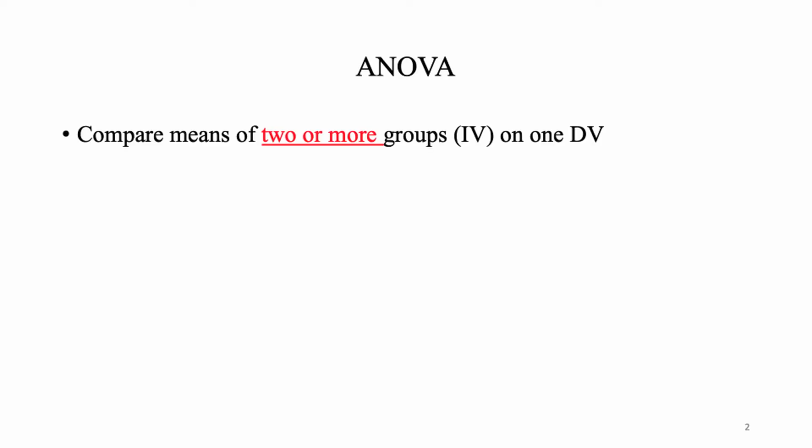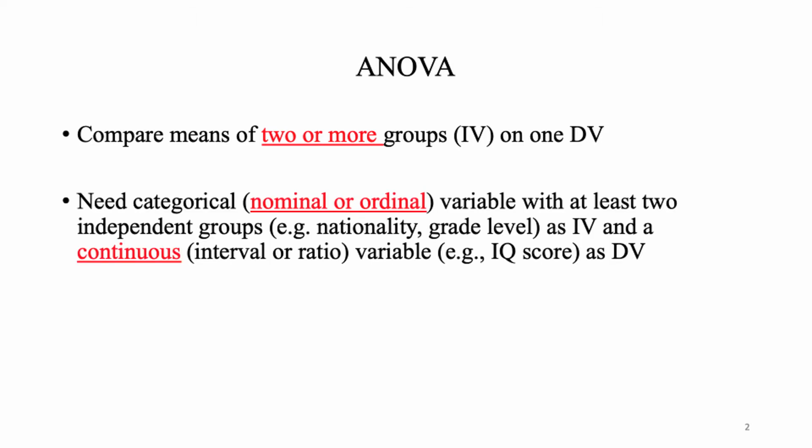In ANOVA, or analysis of variance, we're simply comparing the means of two or more groups on some particular instrument, measure, scale, variable, whatever it is you want to call it. The dependent variable, the thing being measured, must be continuous. The independent variable must be nominal or ordinal, but it is, of course, categorical. So you need a categorical variable with at least two independent groups.